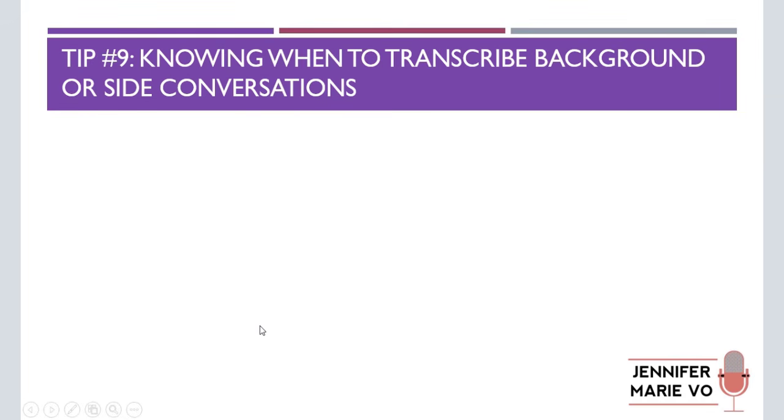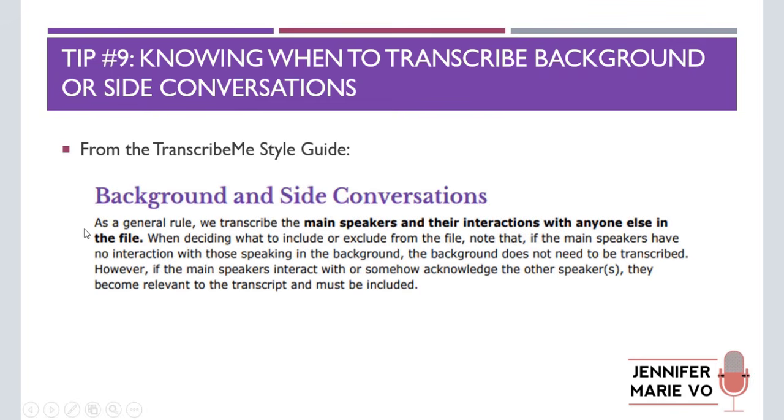Knowing when to transcribe background or side conversations. This is tip 9. As a general rule, we transcribe the main speakers and their interactions with anyone else in the file. When deciding what to include or exclude from the file, note that if the main speakers have no interaction with those speaking in the background, it does not need to be transcribed. However, if the main speakers interact with or somehow acknowledge the other speakers, they become relevant to the transcript and must be included.